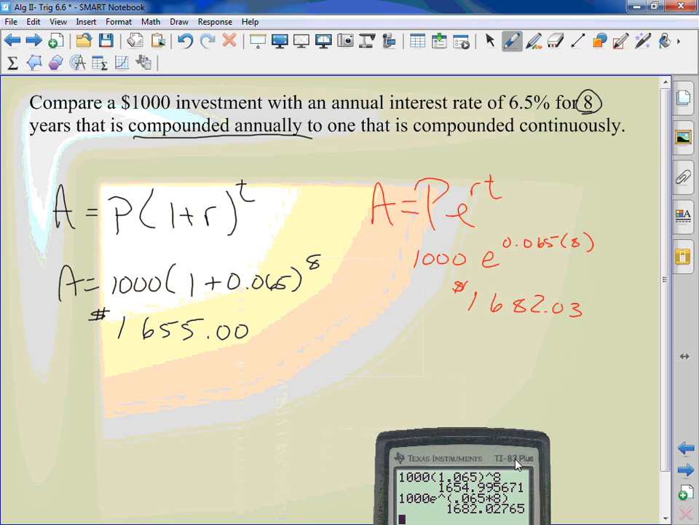So compounded continuously, you make about $30 more. It's not a big difference, even though some people think if I took the money and I made interest every single second, you're going to make a ton of money. It doesn't work that way, because you've got to think, after a second, you're making fractions of a penny. And then eventually it adds up.